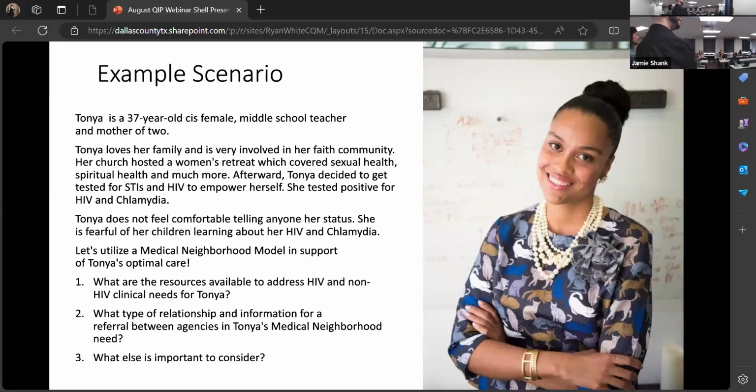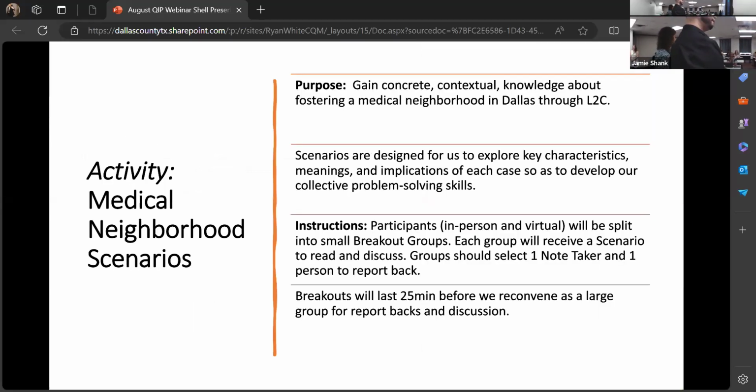So, does that help? Does anyone have any questions or concerns about this process and these breakouts? Does this seem like a fun activity? Or what do we think before we break up? So it's good? I have a question.